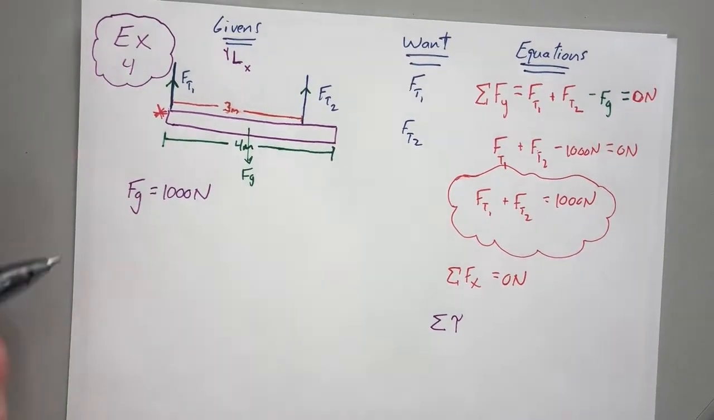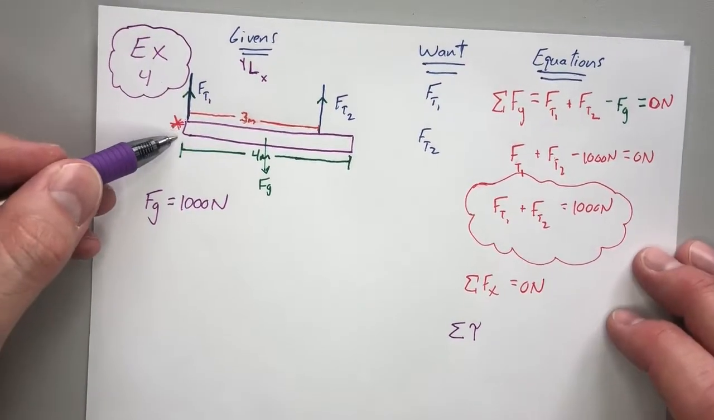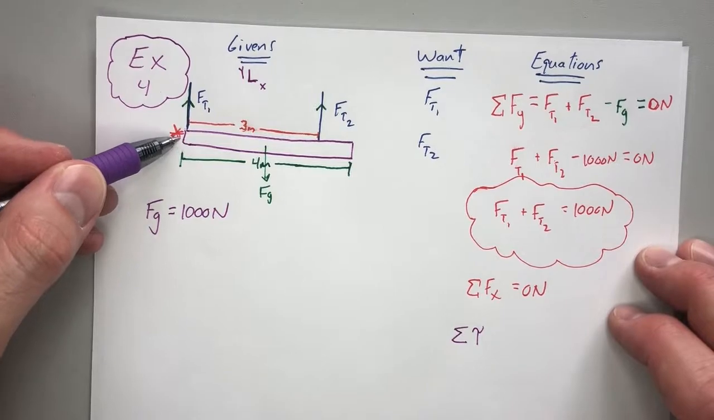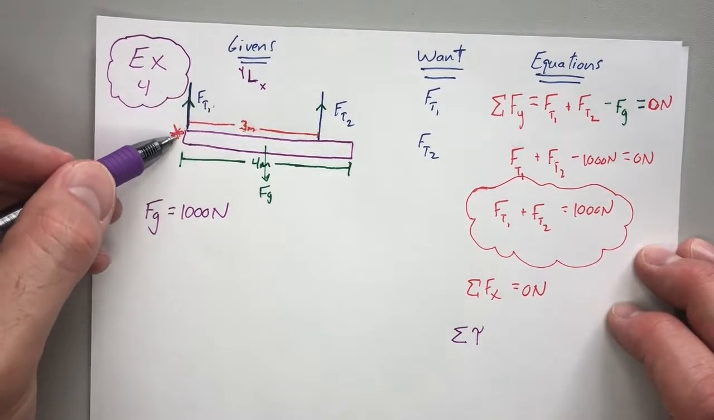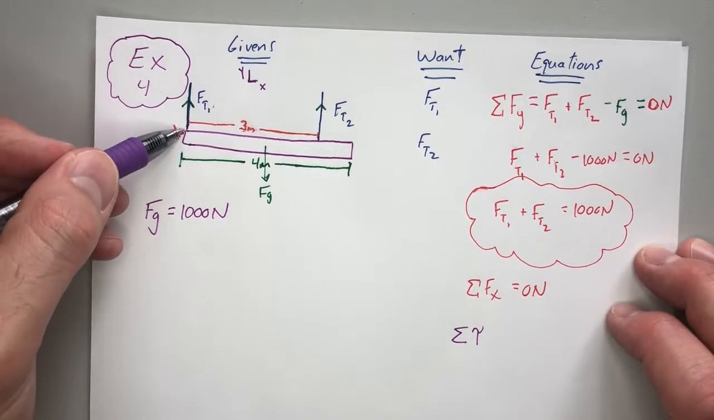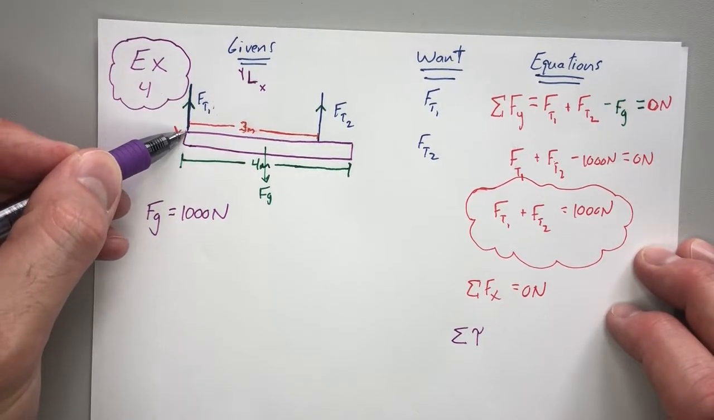Now here's the cool thing. Sometimes it's convenient to pick your point of rotation where you have the most forces acting, because remember, if I call that my 0 point right there, FT1 is not going to be causing any type of torque, because that's like you pushing on the hinge. You're putting a force, right? R equals 0 right there.